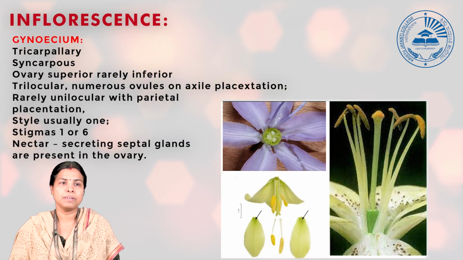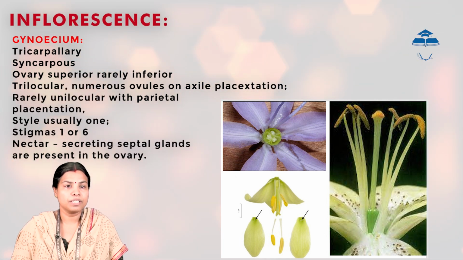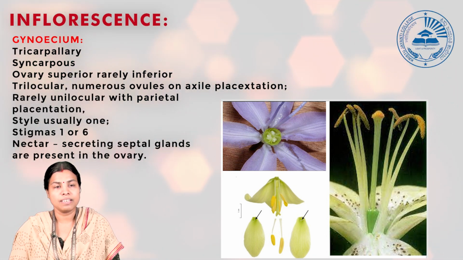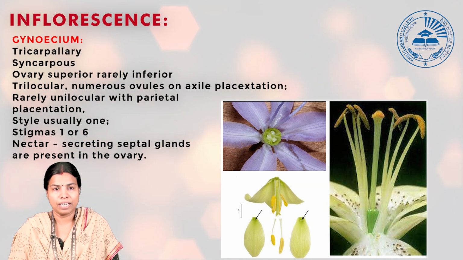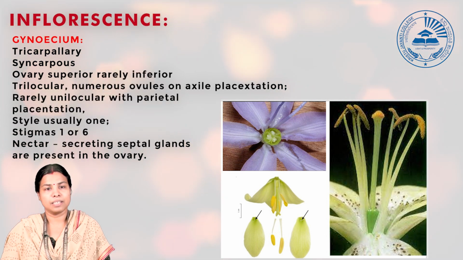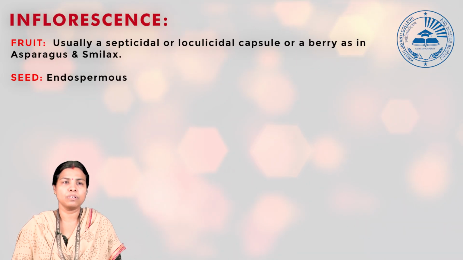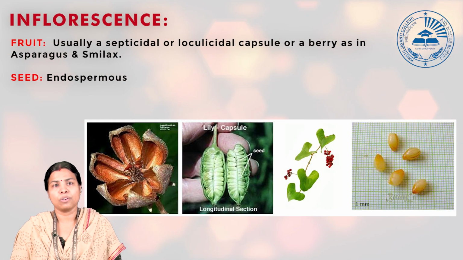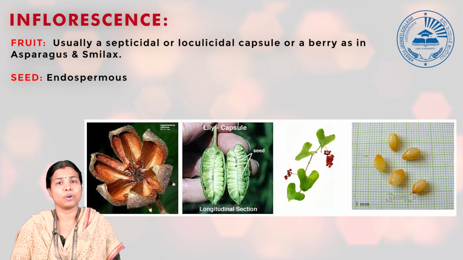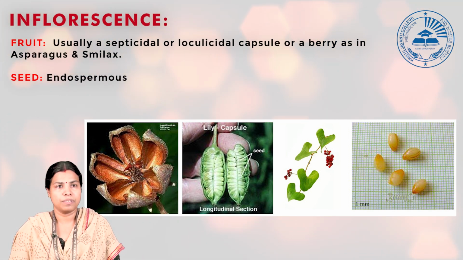Moving on to the gynoecium: tricarpellary, syncarpous, ovary superior, rarely inferior also reported. Trilocular, numerous ovules on axile placentation, rarely unilocular with parietal placentation. Style usually one, stigmas range from one to six. Nectar-secreting glands are present in the ovary in order to attract pollinators. Fruit is usually a septicidal or loculicidal capsule, or a berry as reported in Asparagus and Smilax. Seeds are endospermous.